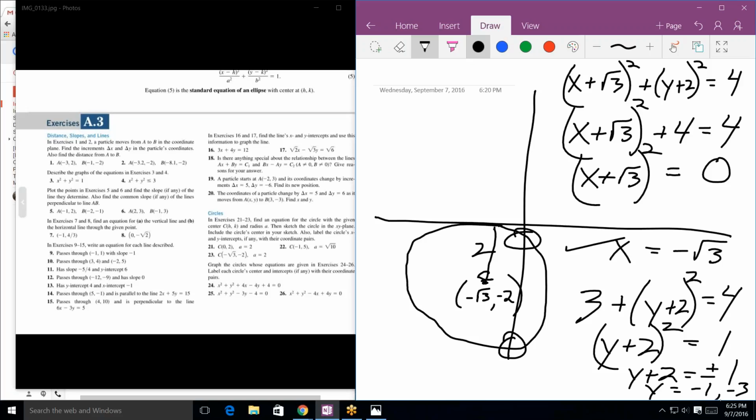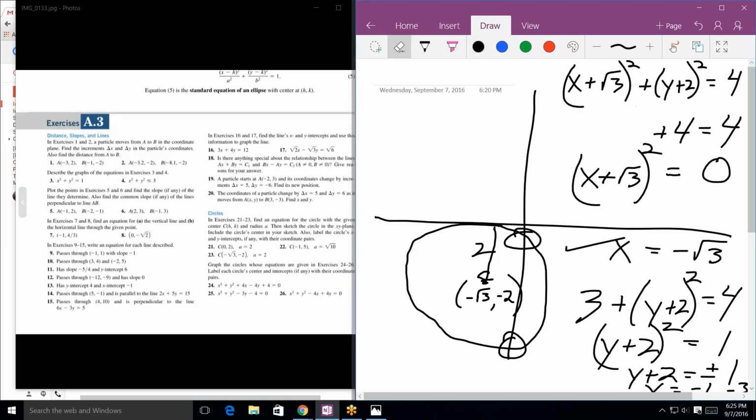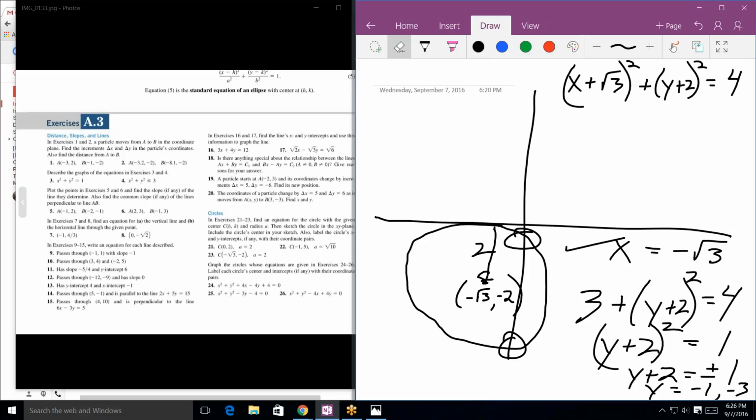Yes. I agree with that. I must be doing something wrong with my algebra here. Well, let me go back and erase everything that I've written, because it feels to me like I have to be doing something wrong. x plus square root of 3 squared plus y plus 2 squared equals 4. Okay, now let's solve this again. We're going to solve it by substituting 0 for y.